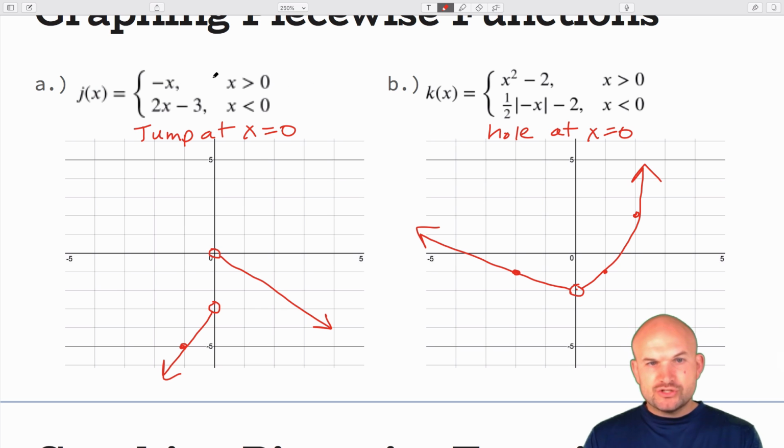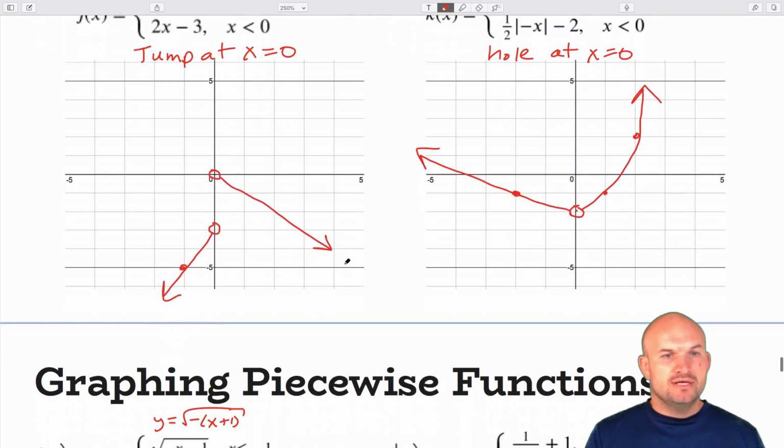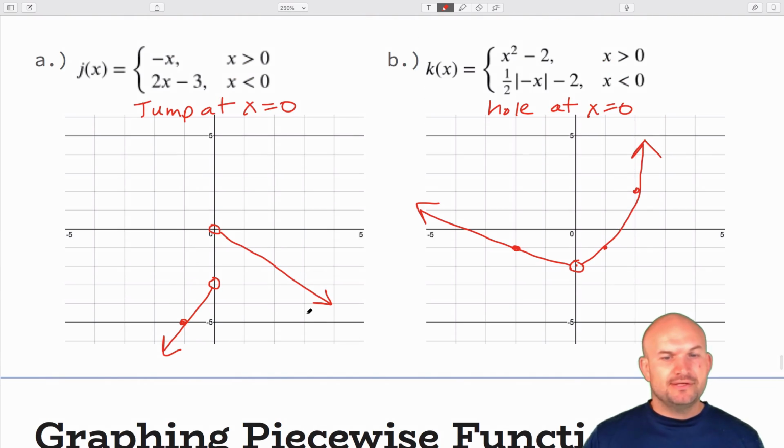This function is only true for x values that are greater than 0. You can see on the graph, this graph only is defined for positive values. This function is only defined for negative values. So of course, if I want to figure out what is j of -2, I need to plug it into this bottom equation. So therefore, what is that, 2x minus 3?